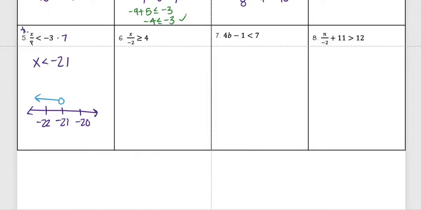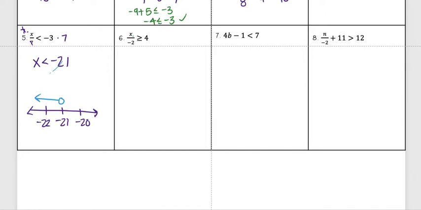Okay, so the answer you should have gotten here was x is less than -21. To get rid of that 7 on the bottom, I need to do the opposite of division. So right now it says x divided by 7. So the opposite of division is multiplication. And then -3 times 7, I get -21. This one I didn't have to flip because I was multiplying by a positive number.